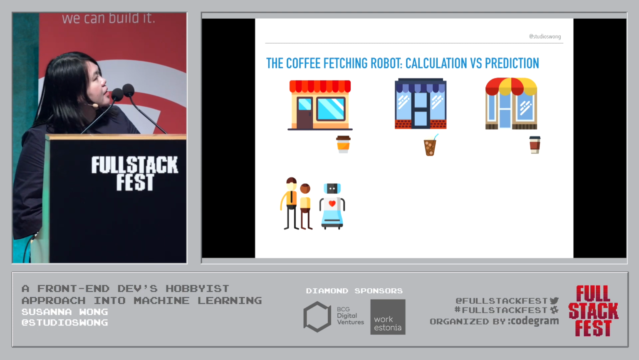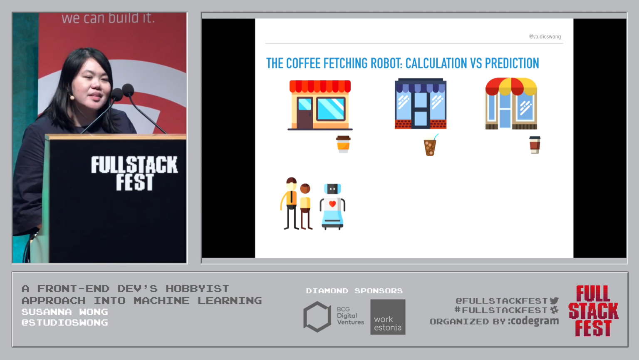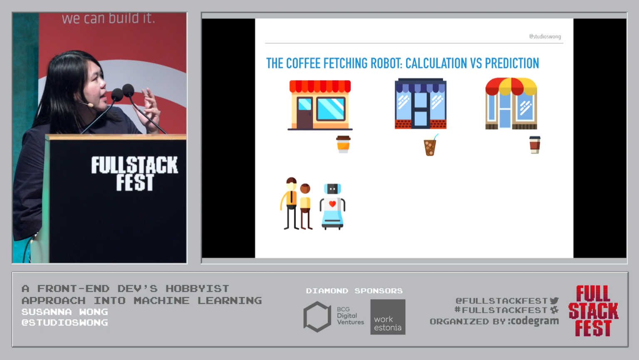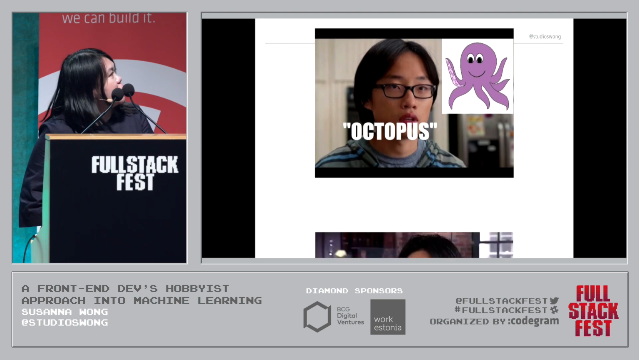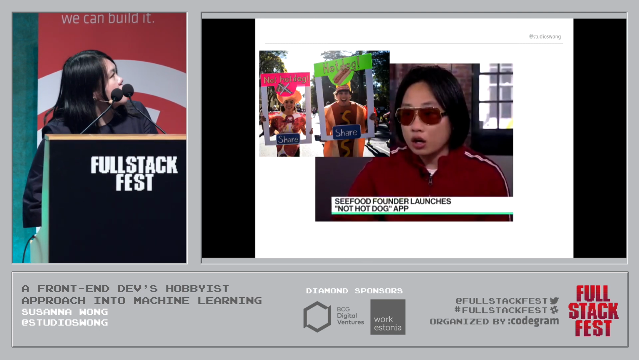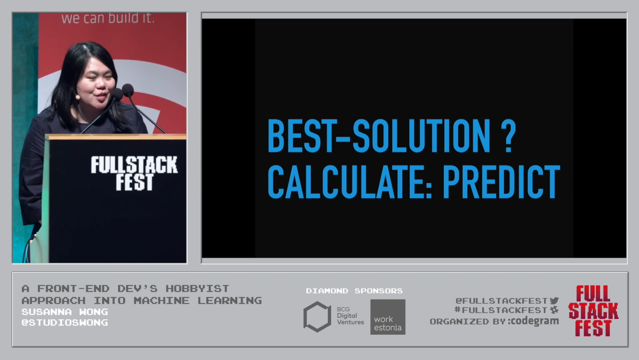However, if you want a robot that you don't need to interact with, but that will automatically, on a hot day, bring you a cool frappuccino, then for the robot to learn what you want without you telling it to do so, you kind of need prediction. In other words, if you're Jin Yang, the Octopus app, you don't need machine learning, but if you're making the hot dog and not hot dog app, then you need machine learning. So the best solution is, it's always easier to calculate than to predict.